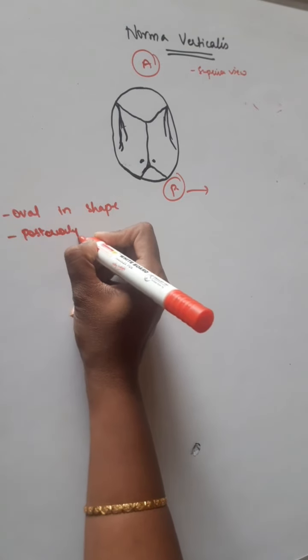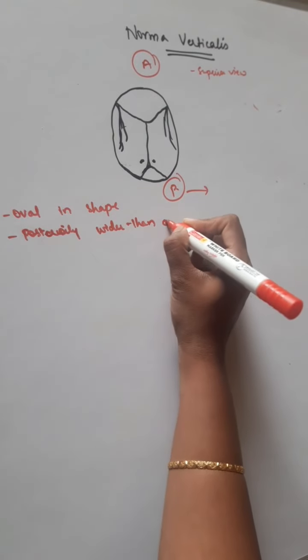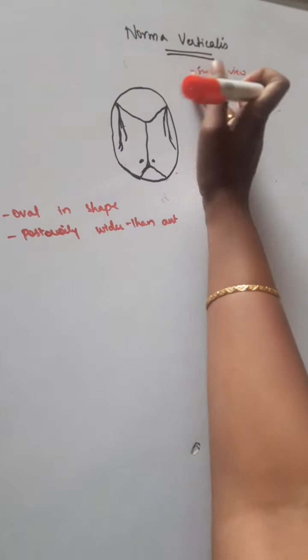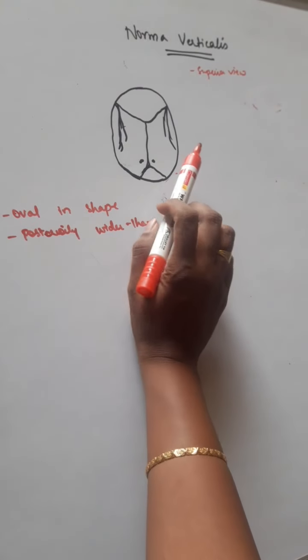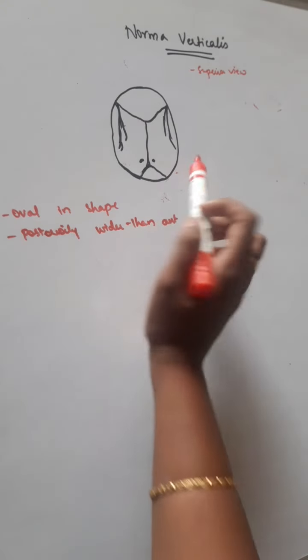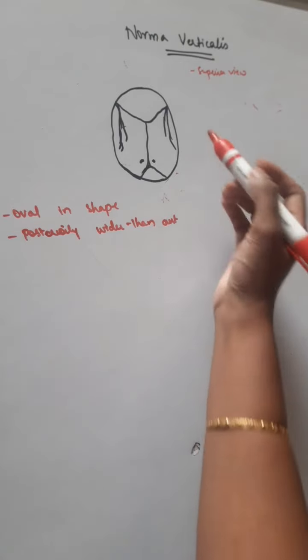Posteriorly, the skull is wider than anteriorly. Now let's see what are the bones that can be seen in norma verticalis, that is superior view, and what are the sutures and what are other features that can be seen from the superior view.